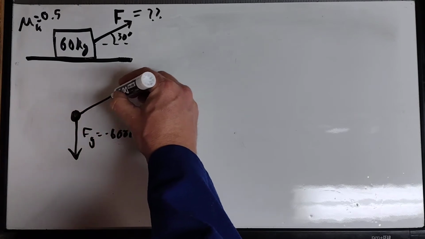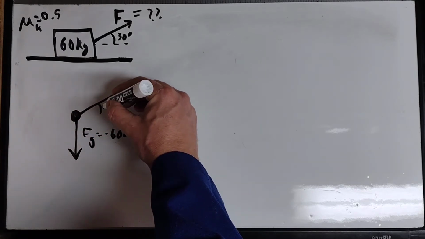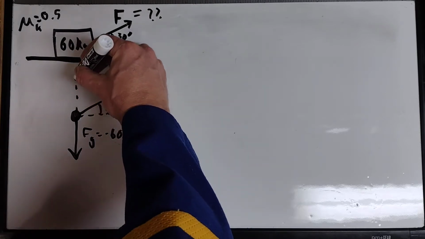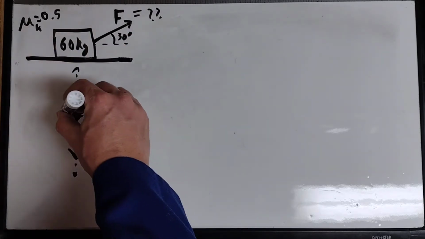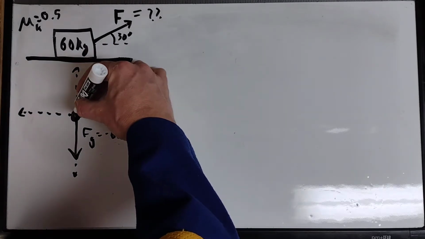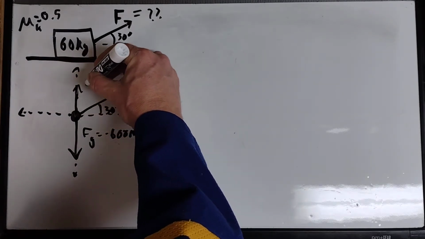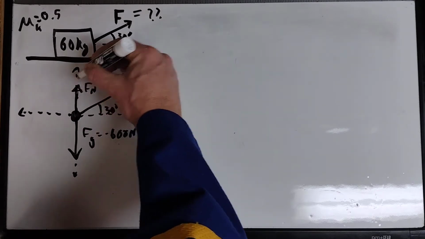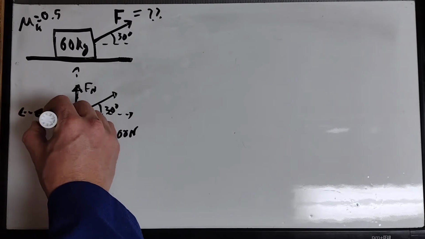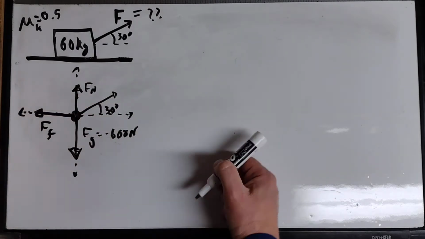We have this applied force at 30 degrees. Alright, cool. We have the normal force still, because it's on the ground. People forget that sometimes because the applied force is going at an angle. We have a frictional force. Alright, this is actually a pretty easy problem.